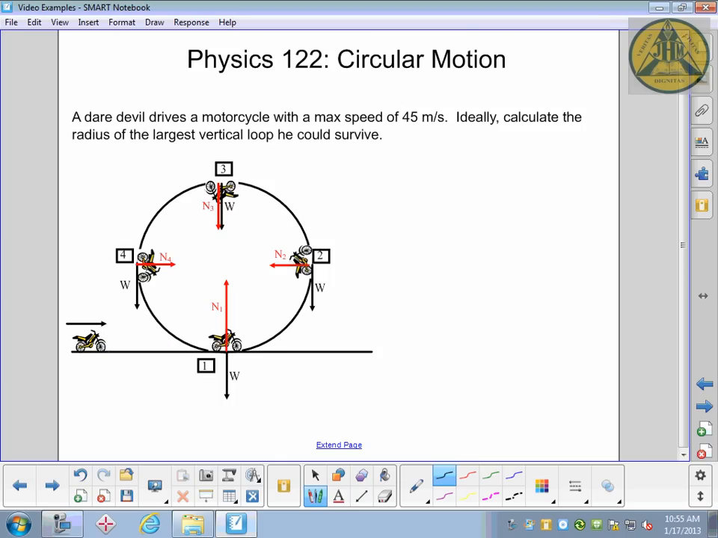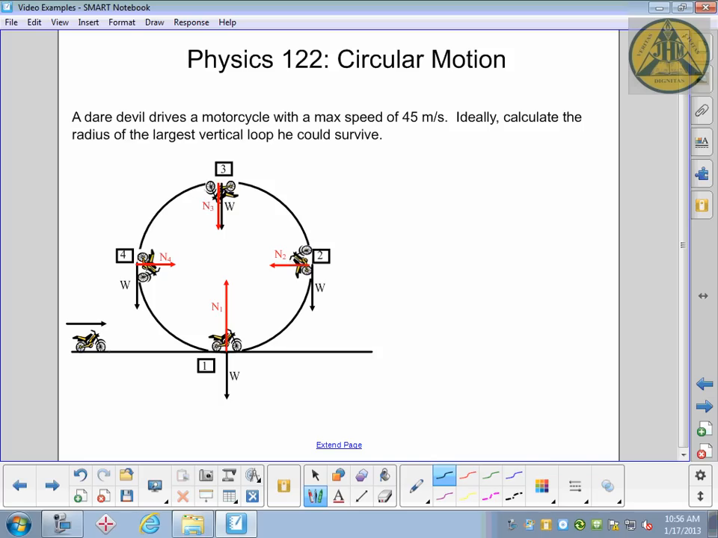Okay, and now a vertical loop circular motion question for a grade 12 class, and we'll get going with that right away. A daredevil drives a motorcycle with a max speed of 45 meters per second. Calculate the radius of the largest vertical loop he could survive.